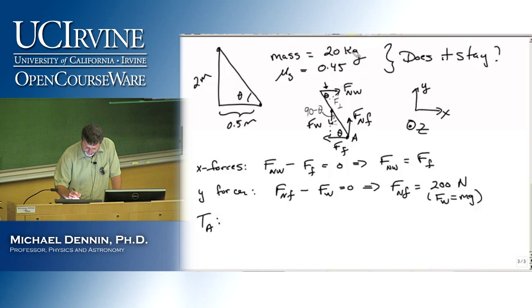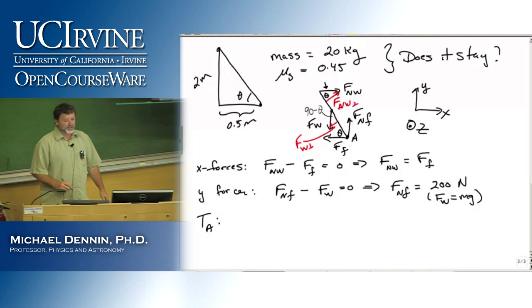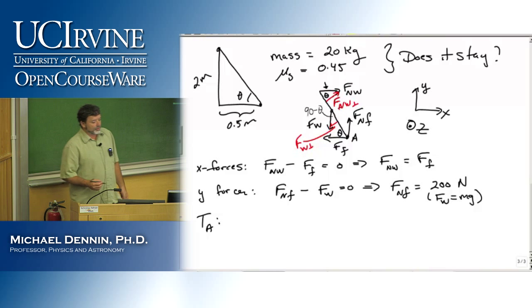I didn't draw it really well. Let's see if I can get it better. Oh, I erased the entire line. There we go. There's that. There's FW. There's FW perpendicular. And there's F normal with the wall perpendicular. Right? That's the component we want, the perpendicular component.